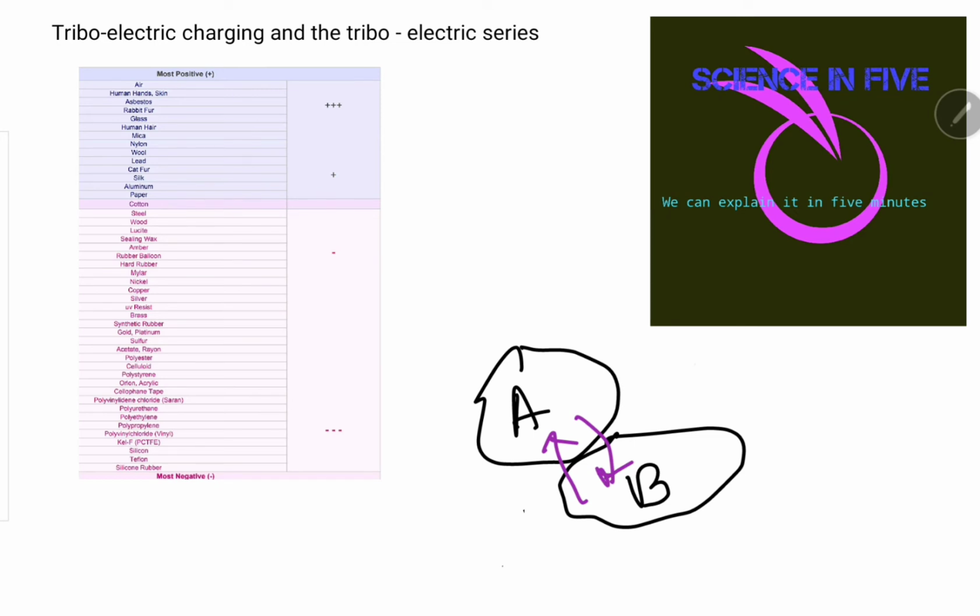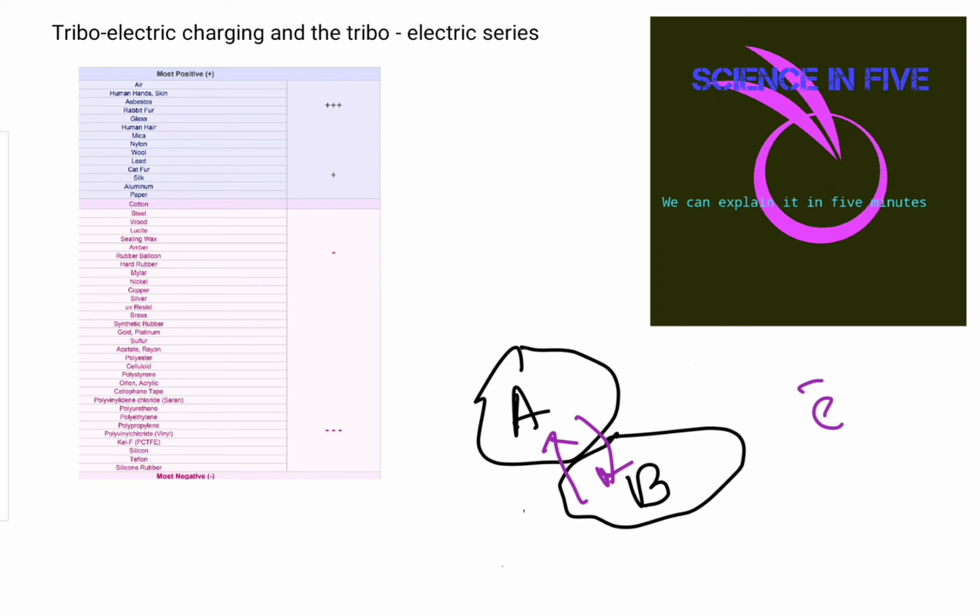And we have already said that the electrons orbit around the nucleus, whilst the nucleons, the protons and neutrons, are localized. They are not free to move. So the electrons are the ones that are transferred between 2 materials. Only electrons can move during this process of triboelectric charging.